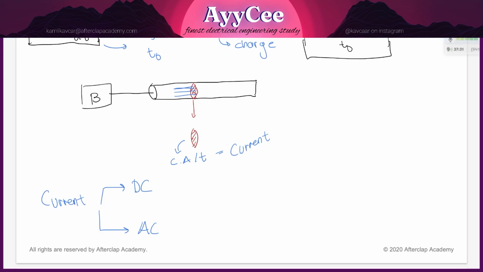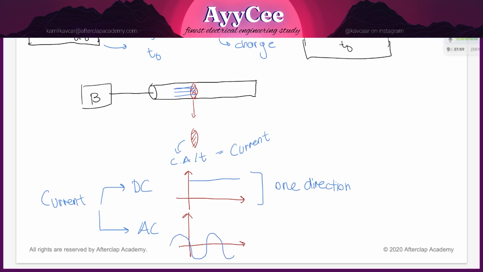So when we say DC current, that means you only have a constant current, something like this. And as you can see, it is constant. It does not change, and it flows in only one direction. And when you have an AC current, that is a little bit different. As I told you before, it is more like a sinusoid. That's why you have a function something like this, and this is going to be your current.